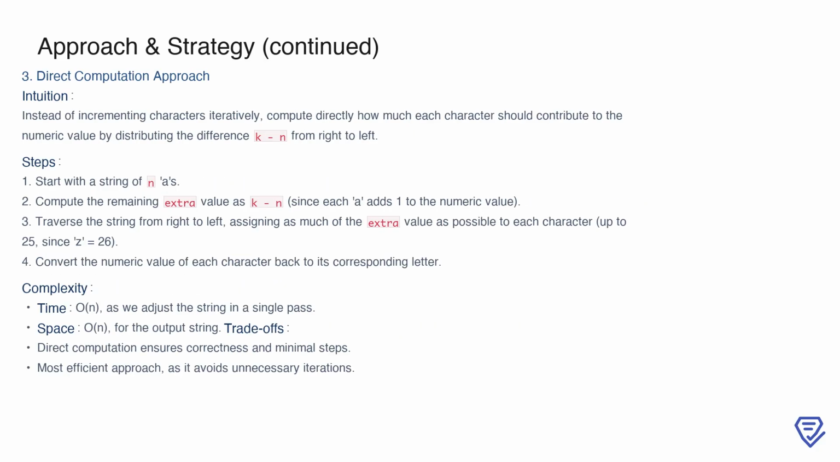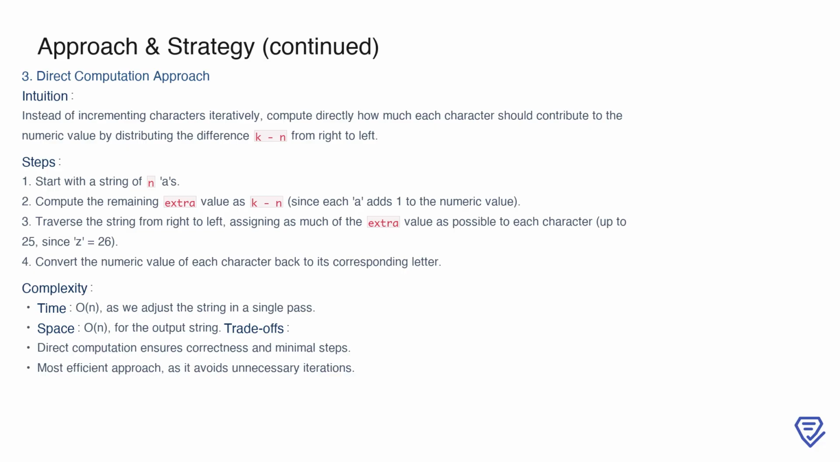Next, we have the direct computation approach, which builds on the greedy logic but eliminates unnecessary iterations. The intuition here is to directly compute how much each character in the string should contribute to the numeric value. First, we initialize the string with n a's, giving a minimal numeric value of n. Then, we calculate the remaining value, referred to as extra, which is simply k minus n. Starting from the rightmost character, we distribute this extra value by incrementing each character as much as possible, up to a maximum increment of 25, since z equals 26.